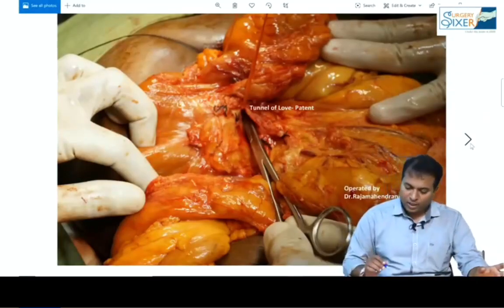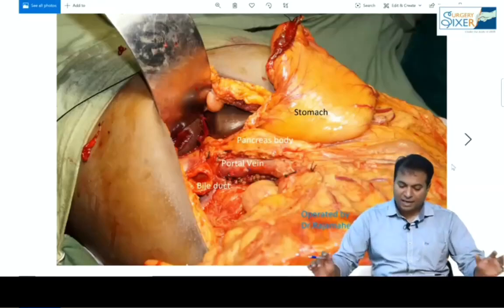We are seeing for the patency of tunnel of love. You can see I'm putting an instrument and seeing the tunnel of love is patent. So now I have removed the specimen. You can see the remaining contents. Just focus on this picture for a few minutes.